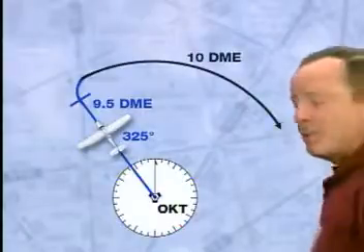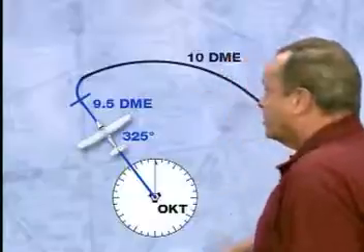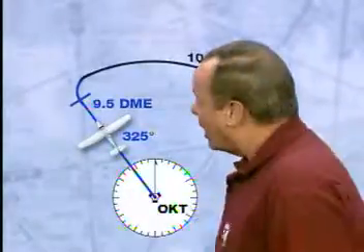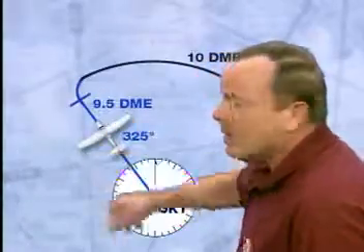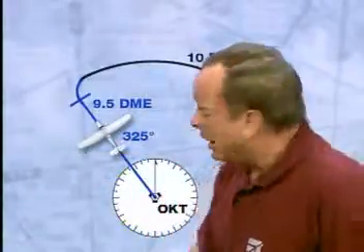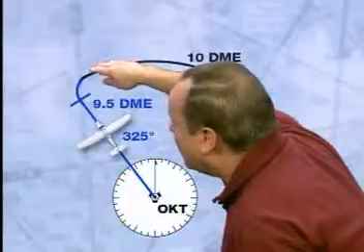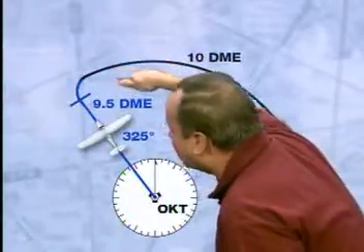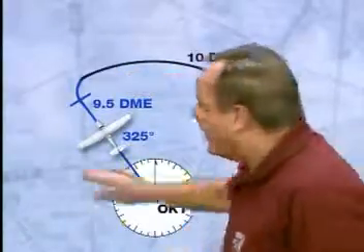Let's take a look at an example of how you'd fly a DME arc. We'll use the 10 DME arc, and let's assume that you want to fly around the OKT VORTAC. Now let's also say that you're outbound on the 325 radial. Now you'll want to plan your turn to intercept the DME arc in such a way that the station ends off your right wing and you're established right on that 10 DME arc, so you'll do a 90-degree turn to the right.